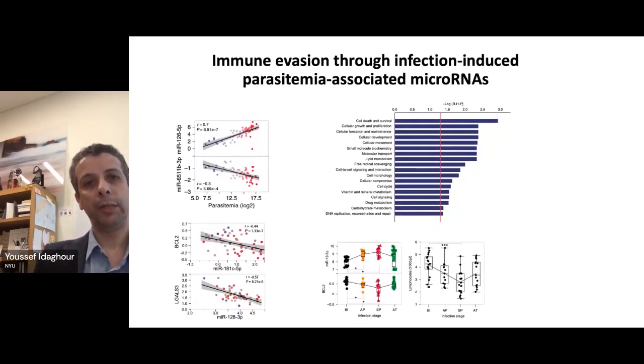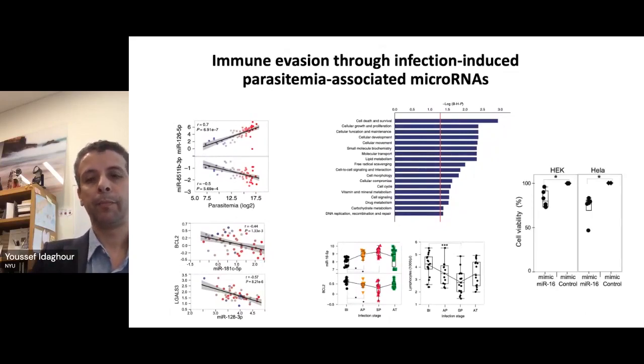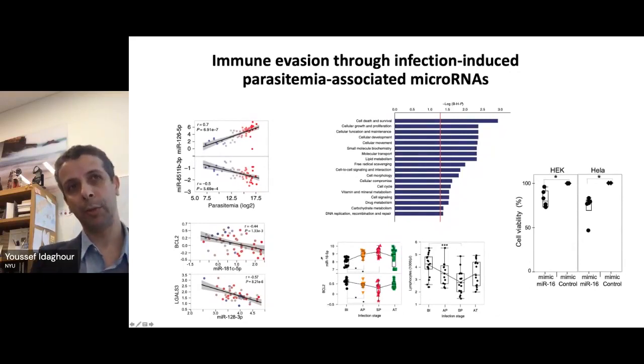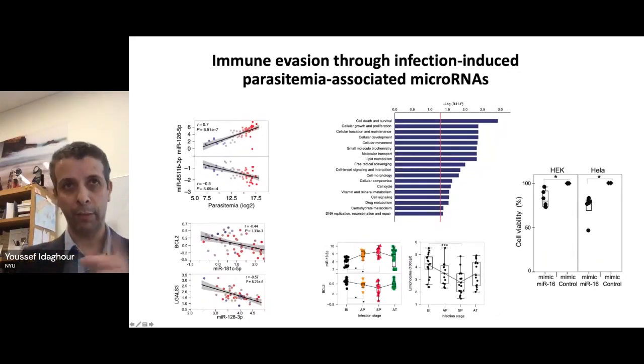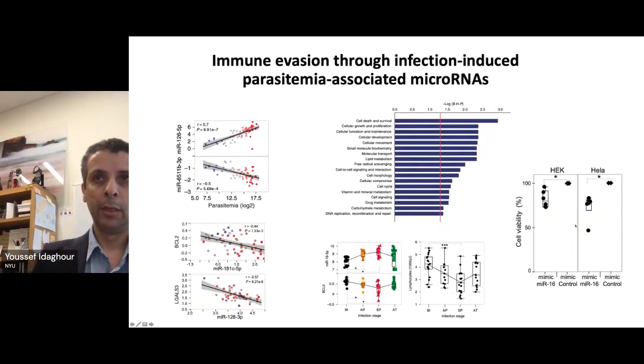And because we have generated the lymphocyte counts from these children, we've seen a very nice correlation between lymphocyte counts and the BCL2 gene, or an anti-correlation between the microRNA and the lymphocytes, which hints again to an effect that has consequences on lymphocyte counts. We did a follow-up with a small functional assay where we took this microRNA 16 and did a controlled experiment with HEK cells and HeLa cells, where we could show that this microRNA actually triggers apoptosis, as you can see here, with cell viability dropping from 100% to about 70% on average.